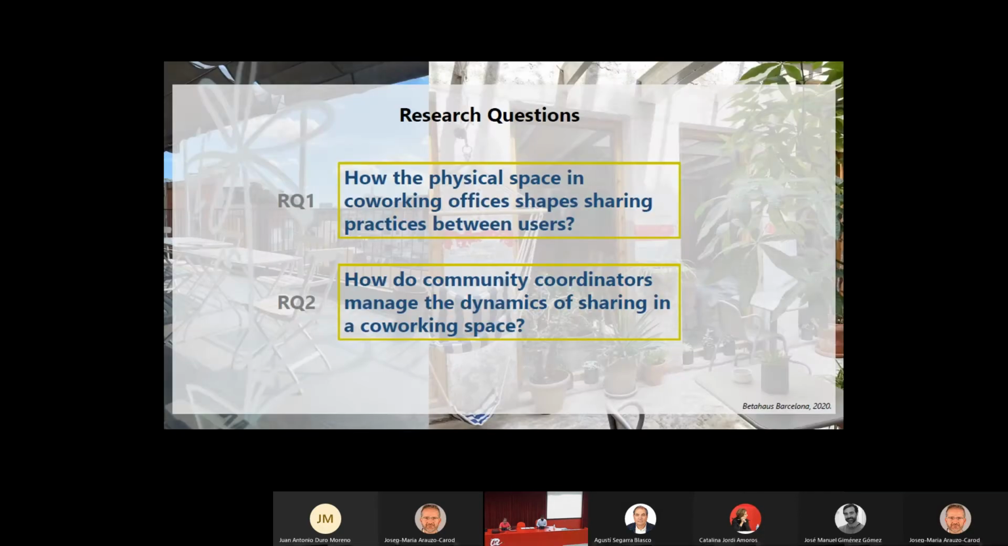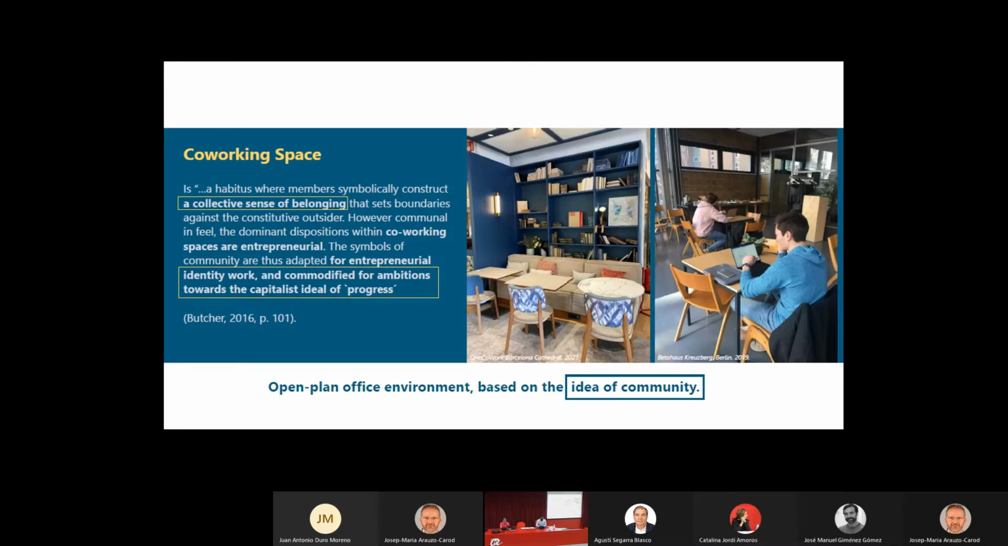My research questions are how the physical space in co-working offices shapes sharing practices between users, and how community coordinators manage the dynamics of sharing in a co-working space. Basically, a co-working space is an open plan office environment based on the idea and the value of community. The cohesion of the co-working is its space and community. And it's a habitus where members symbolically construct a collective sense of belonging.